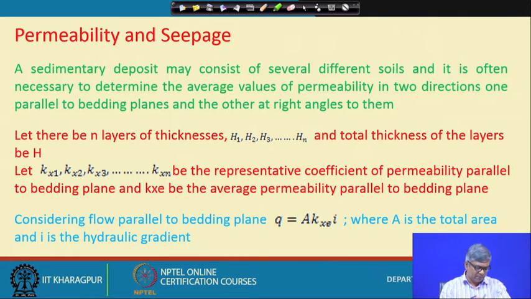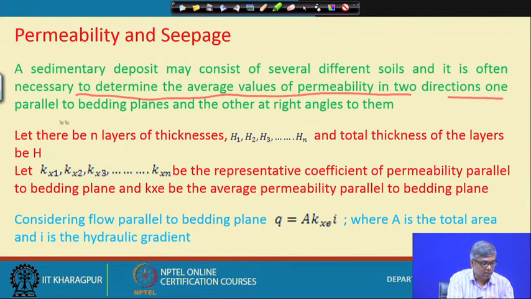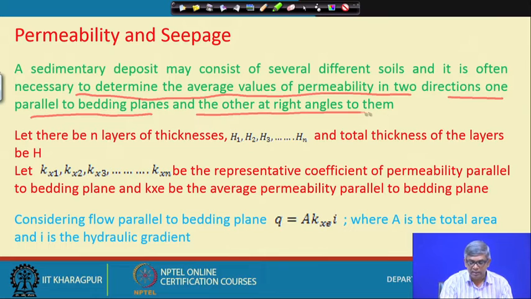And now, permeability and seepage is another thing. I have now explained how to determine the value of permeability, but often in the field the soil is stratified, and sometimes in actual construction also we place it in layers and compact, and because of that the permeability in different layers may not be constant in all directions. A sedimentary deposit may consist of several different soils, and it is often necessary to determine average values of permeability in two directions, one parallel to the bedding planes and the other at right angles to it.